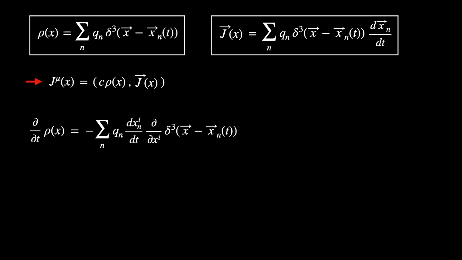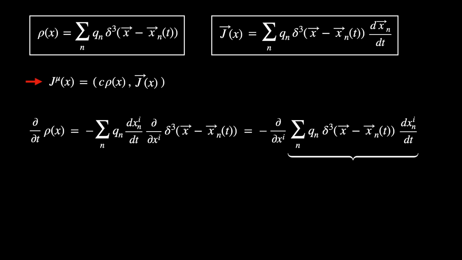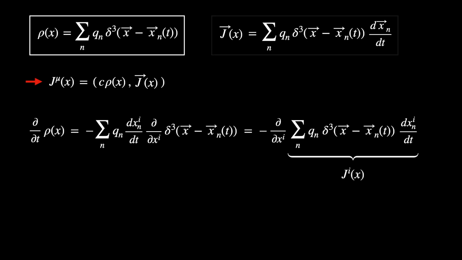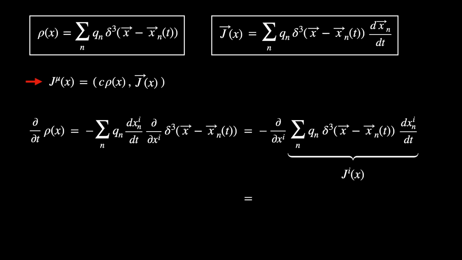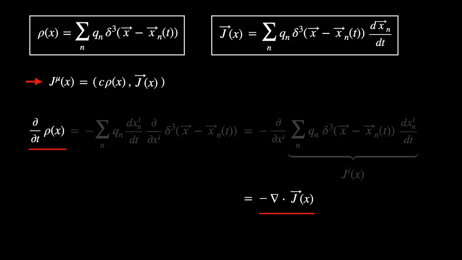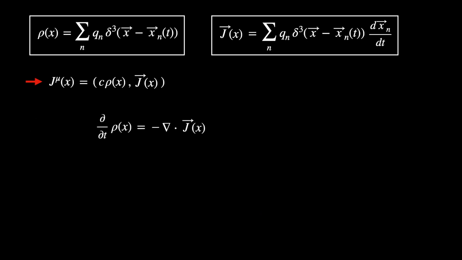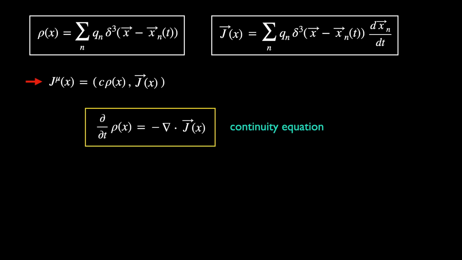Since this derivative will act only on x in the delta function, we can bring it out of the expression entirely. Compare this with the expression above. This is just the spatial component of the current. Thus we have the negative of the divergence of the 3-vector J. This is the continuity equation.